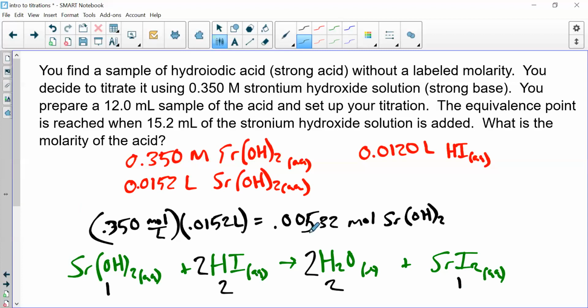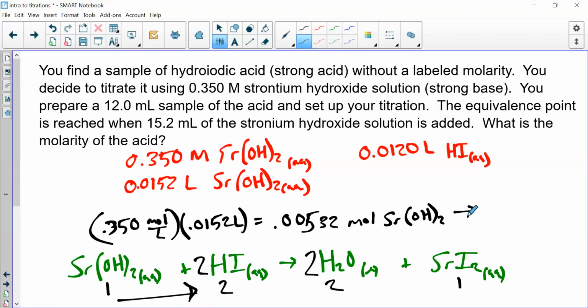So notice I have 0.00532 moles of strontium hydroxide. The question is, how much HI must have been present for this to be perfectly neutralized? Well, it's a 1 to 2 ratio. So what am I going to do to this number? I'm going to double it.